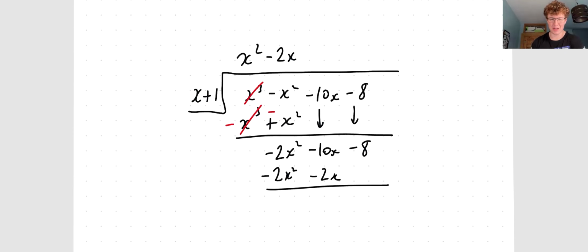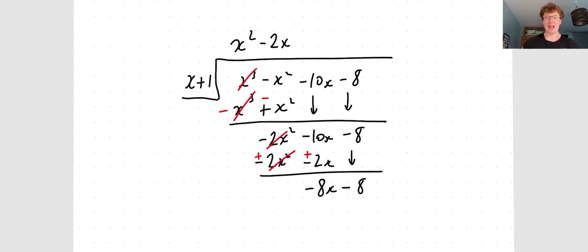We're going to make this a plus, make this a plus. Minus 2x plus 2x, these are going to cancel. And then we're going to be left with minus 10x plus 2x, that's going to be minus 8x. Don't forget about this 8, bring him down. Perfect. One more time, rinse and repeat.